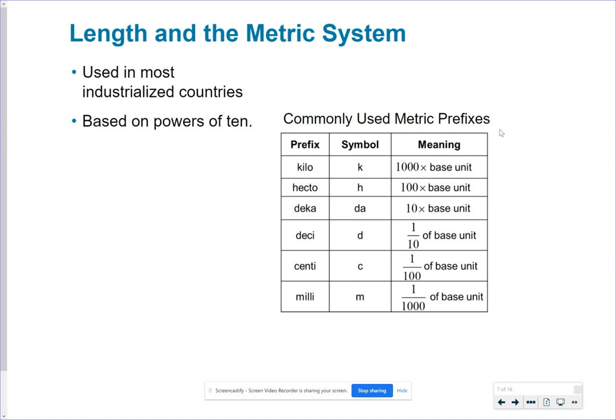So look at these. One thing I did want to point out is that the deca, which is DA, and the deci, they're both related to 10, but the deca is 10 times the base unit, and the deci is 1/10 of the base unit. Don't get those two confused. All right, so let's go to the next slide.